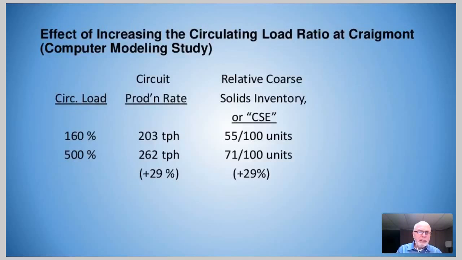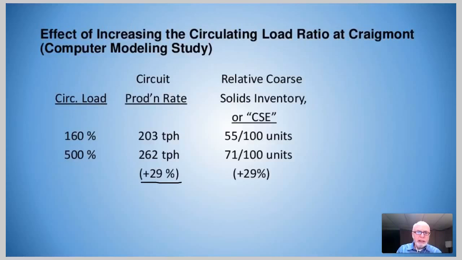And by setting up the circuit on the computer and manipulating the classification equipment, we were able to increase the circulating load to 500%. In doing so, we were able to increase the tonnage up to 262 tons an hour. That's an increase in throughput of 29%.